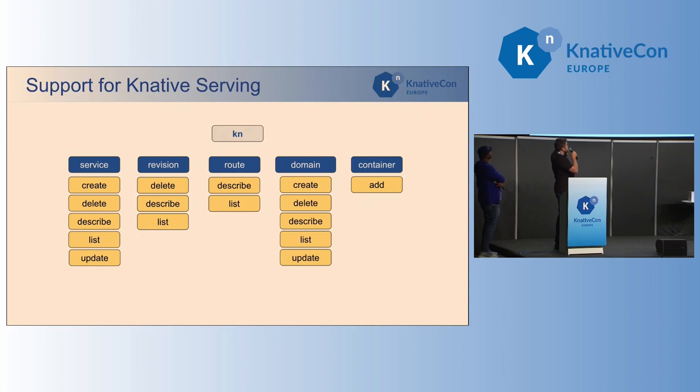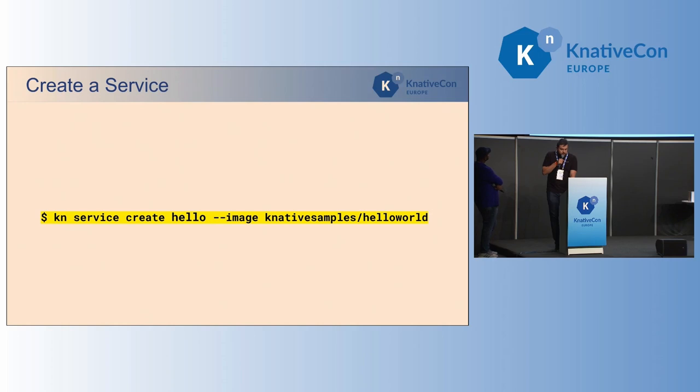This slide should illustrate our offering for the serving part of Knative. As you can see, we have that format of a noun as a name for the resource and then a verb to manipulate it. I will show you a few examples, first a very basic service create command. It's as easy as calling a name of the service and the source of the image you would like to create.